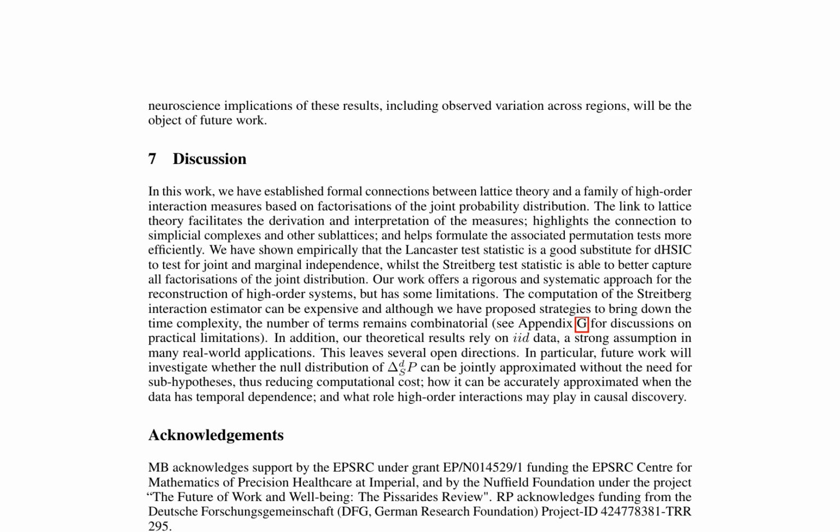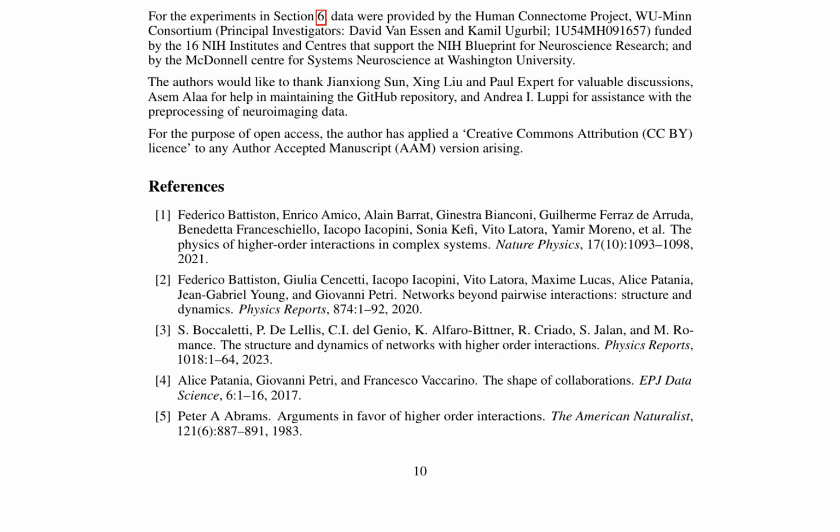Empirical results show that the Lancaster test statistic is a suitable substitute for DHSIC to test for joint and marginal independence, while the Streitberg test statistic better captures all factorizations of the joint distribution. The study offers a rigorous and systematic approach for reconstructing high-order systems.